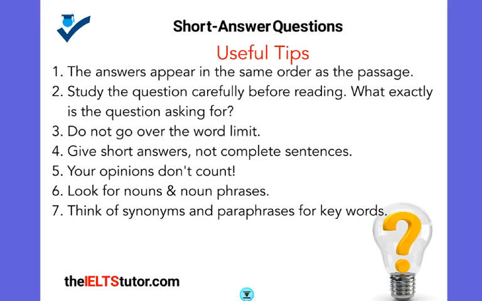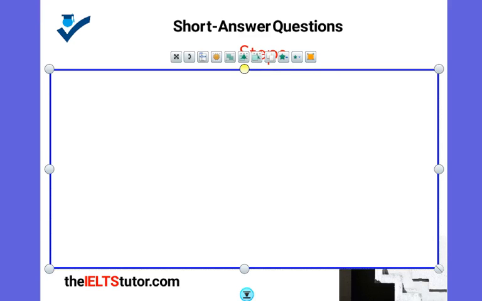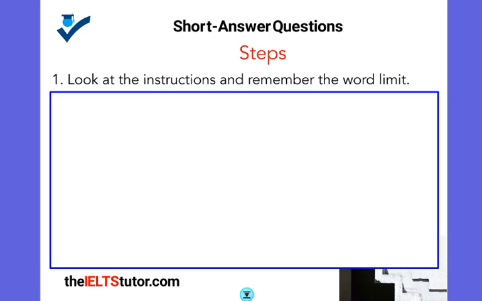Okay, so these are the 7 useful tips that you need to remember when you are answering this short answer question task type. Now, important strategies or steps that you need to be aware of when it comes to this kind of task is, okay, I can't stress this enough, look at the instructions and make sure that you remember the word limit. Okay, if it's 3 words exactly, no more than that. If it's 4 words, make sure that you answer in 4 words exactly, no more. Of course, you can answer fewer, but yeah, just do not go over the word limit.